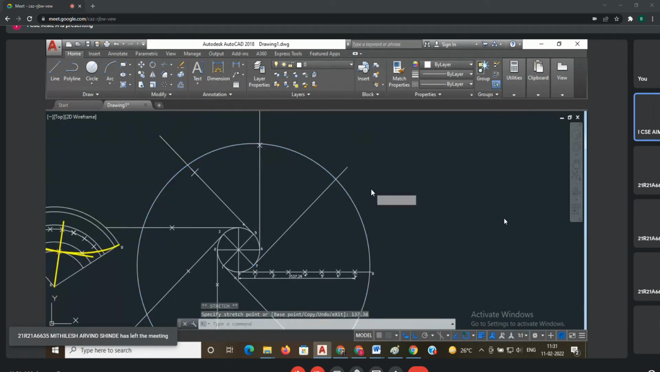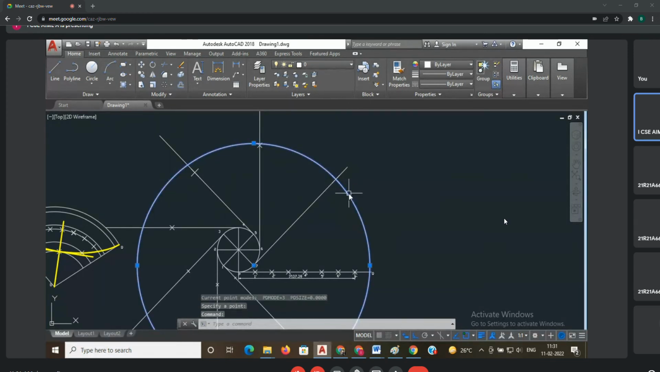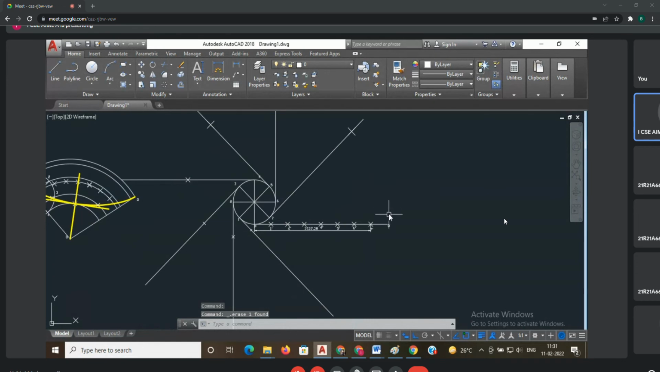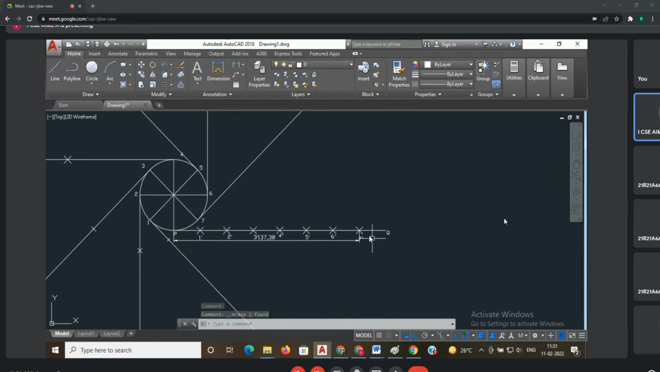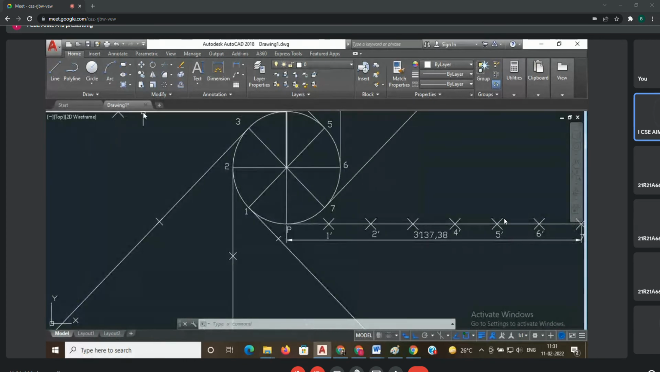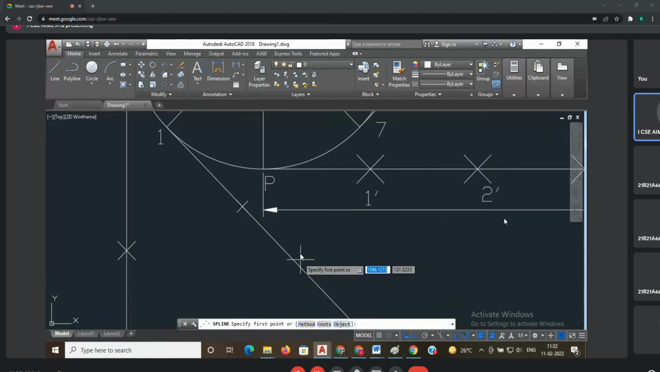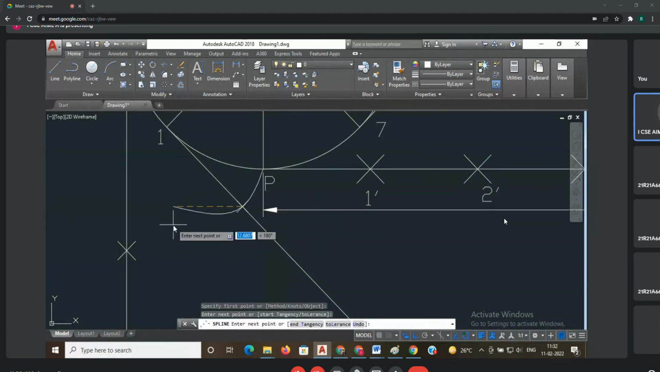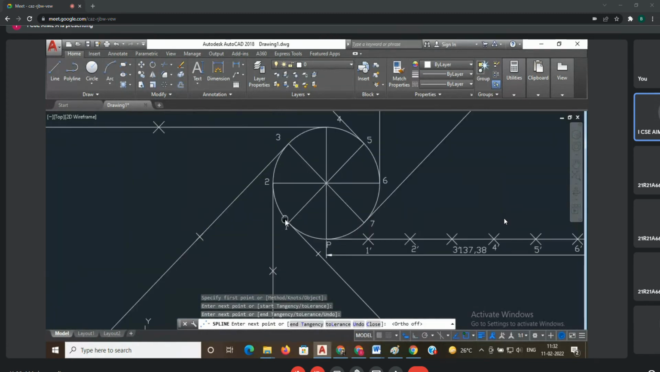Go with point. For the involute, that too a circular shape, you don't have any option. You have to find out all the points. P8 means PQ, you will get the same. Then go with spline, take spline fit, select the point from the base. This is your base point P, this is your P1, P2. Like that you have to join all the points.